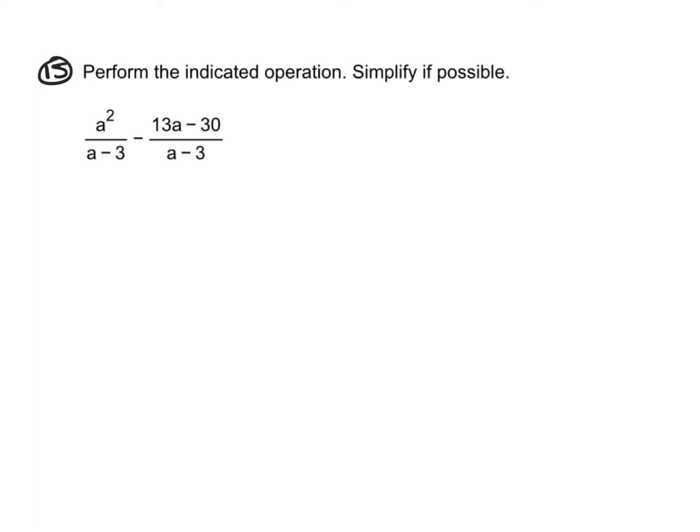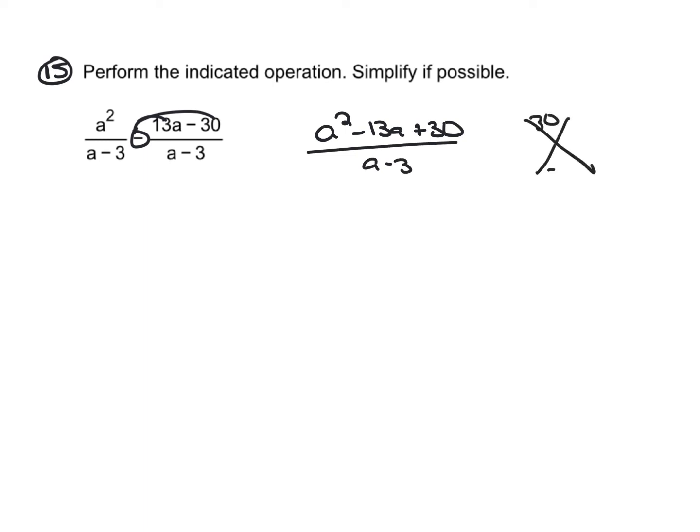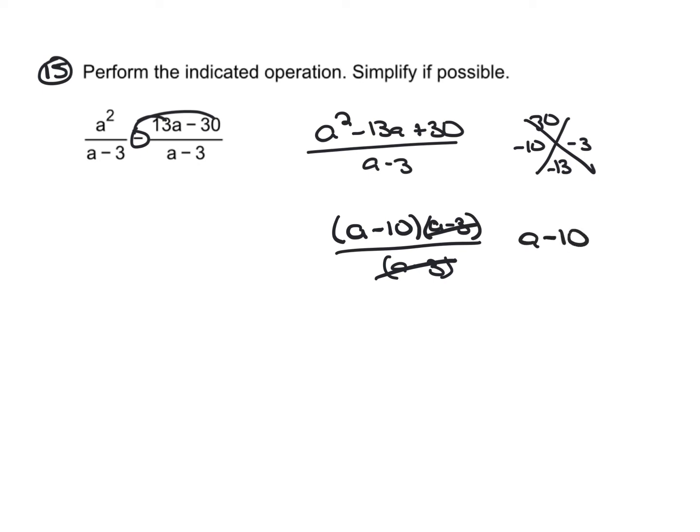Number 15, I already have a common denominator. I have a minus 3 and a minus 3. So this just becomes a squared minus 13a minus negative 30, so plus 30 over a minus 3. Looking for two things that multiply to 30 and add to negative 13. That could be negative 10 and negative 3. So my top becomes a minus 10, a minus 3, and my bottom is a minus 3. Those cancel out, and my answer is a minus 10.